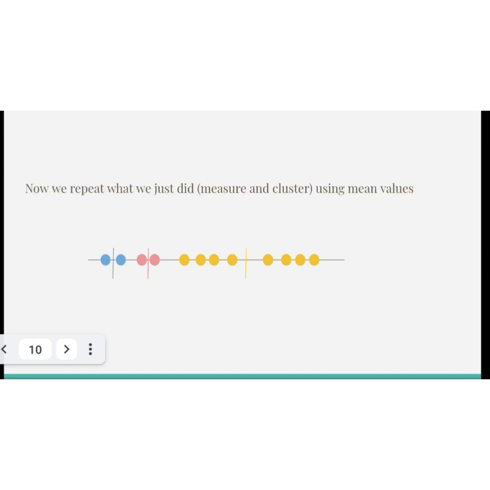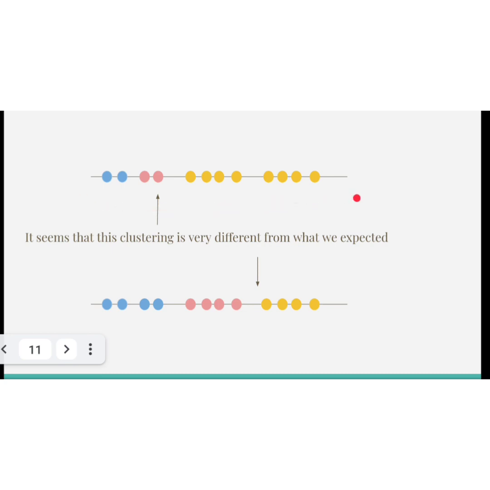Now we have to repeat all these measuring and clustering steps, but with the difference that the distance will be taken between each point and these mean positions. Earlier, we had taken the distance between all the points and centroids or initial points. But here, we have to take the distance between all the points and these mean positions. And then we will assign each point to that cluster whose mean position is closer to that point. Okay, so that's how it is to be done. And finally, we will get such a cluster.